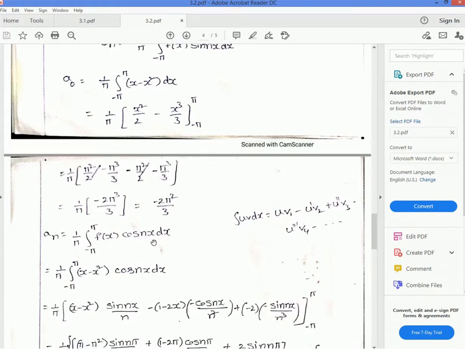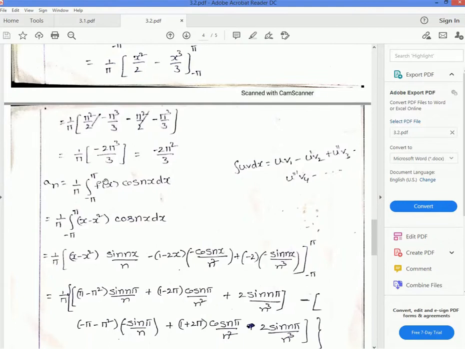So what is the a n value? 1 by pi, integral from minus pi to pi of f of x into cos n x dx. What is the f of x value? x minus x square. So integral from minus pi to pi of x minus x square into cos n x. Now we use the UV rule. The integral of u v dx is u v1 minus u dash v2 plus u double dash v3. So u dash means the derivative of u, and v1 means the integration of v.